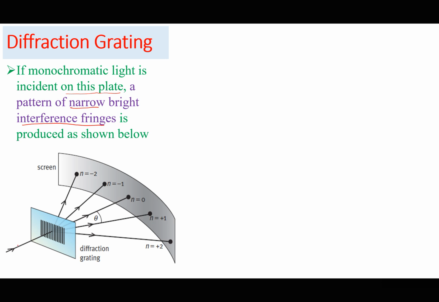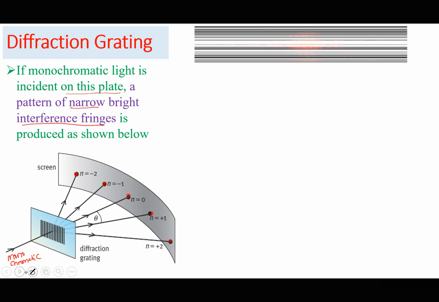So let us assume we have monochromatic light. Of course, monochromatic meaning a single color or a single wavelength, going through a plastic plate which has thousands of slits or thousands of lines, which we call the slits. So these lines diffract light as it passes through the grating, and this will result in interference patterns which are going to be seen on the screen.